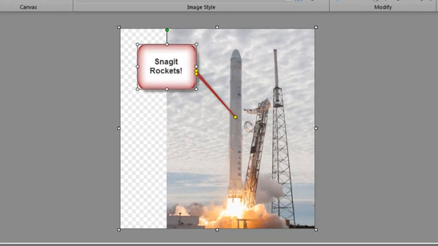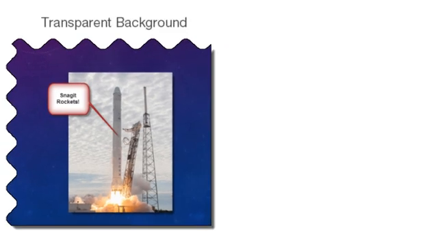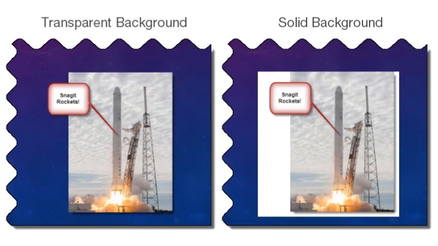Now that we've made the canvas larger, we can see this gray and white checkered background. This indicates that the background of the image is transparent. A transparent background can give images a more professional look, especially when placed over a colorful background like a PowerPoint slide. See the difference between the transparent background and the white background?